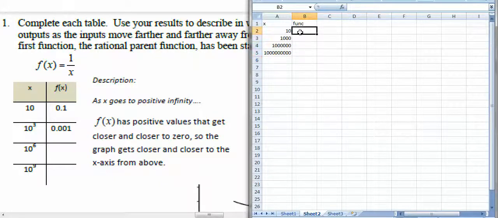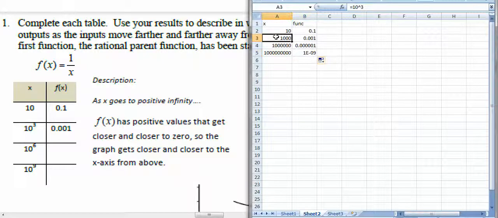Then what will pop out of my function? Well, this is equal to 1 divided by whatever this number is. So it's 0.1, as you can see here. And then let's go over here, and you can see that it gets really, really small. By the way, 1e to the negative 9 basically means 1 times 10 to the negative 9, which is 0.000000001, a really small number. It's effectively close to 0.